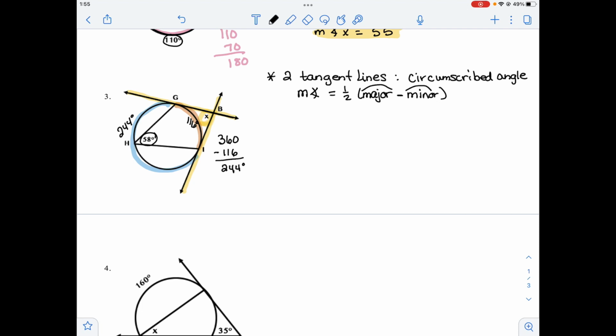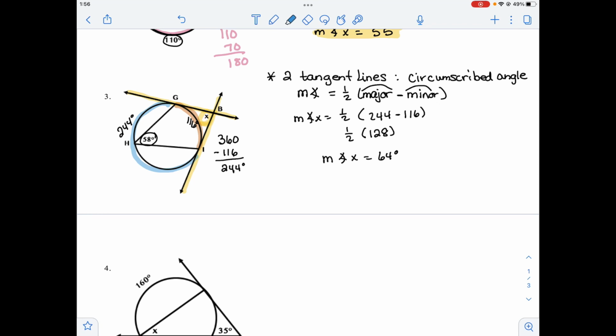So if we use our formula, we could say the measure of angle X is equal to 1/2 of the major, which is 244, minus 116. Measure of angle X is 64 degrees.